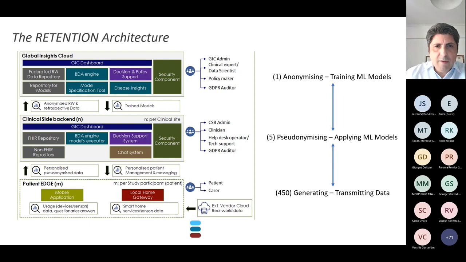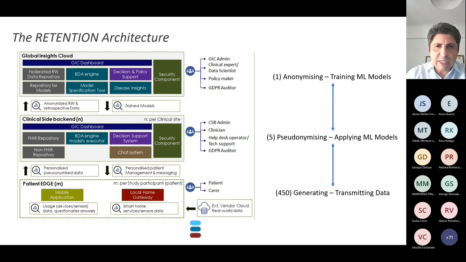Lastly, for each of the 450 study participants of the retention study, we have the patient edge, which is more or less a layer that suits all the devices and the smartphone activity. This is where all this data is collected: medical, behavioral, psychological, along with real-world data, associated with each of the patients.